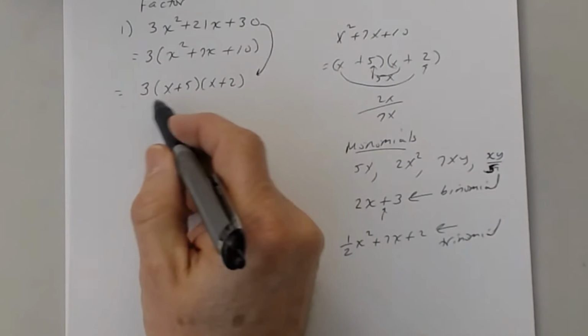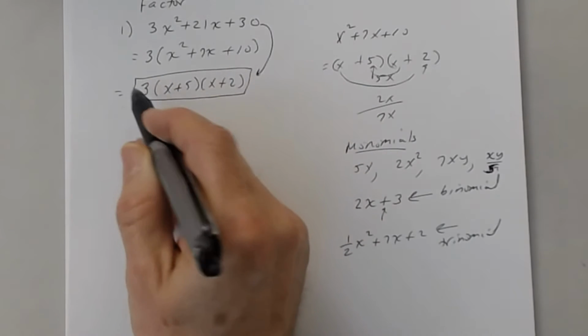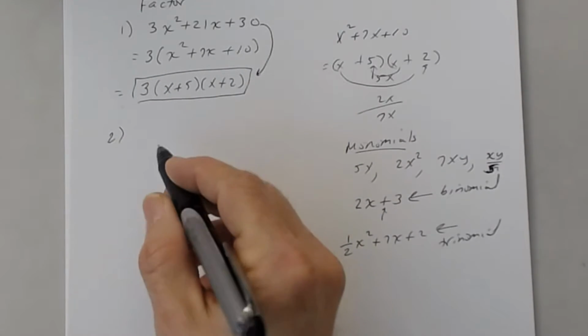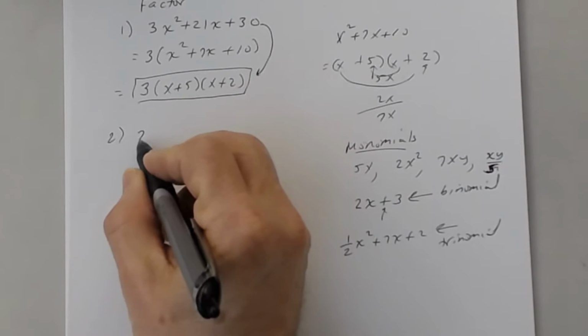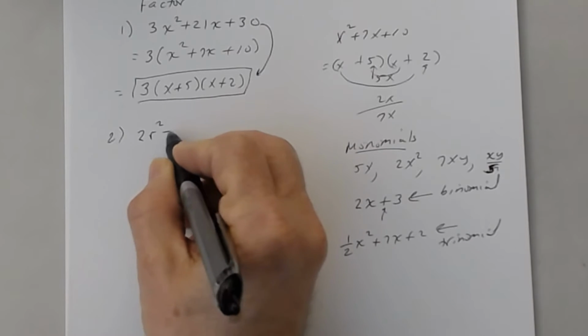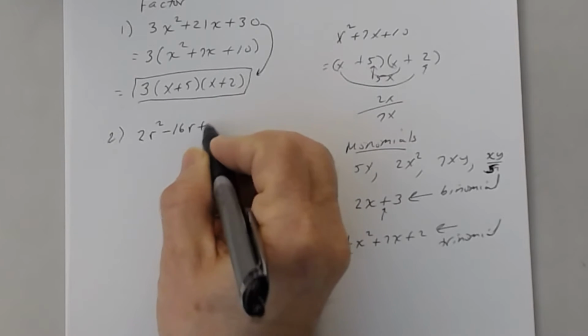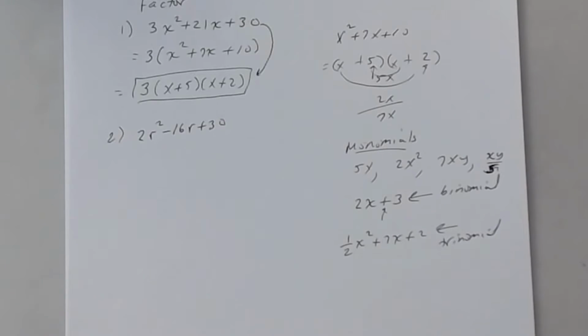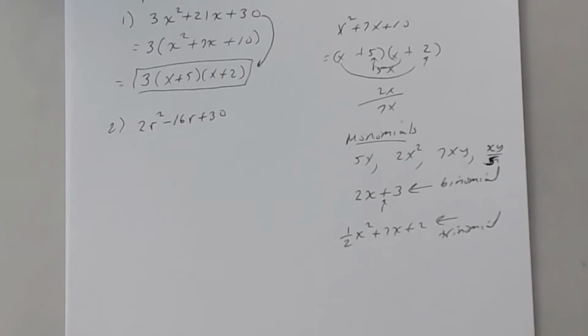So that's number 1. Okay, number 2, let's say you had 2r squared minus 16r plus 30. So 2r squared minus 16r plus 30. What are you going to do?